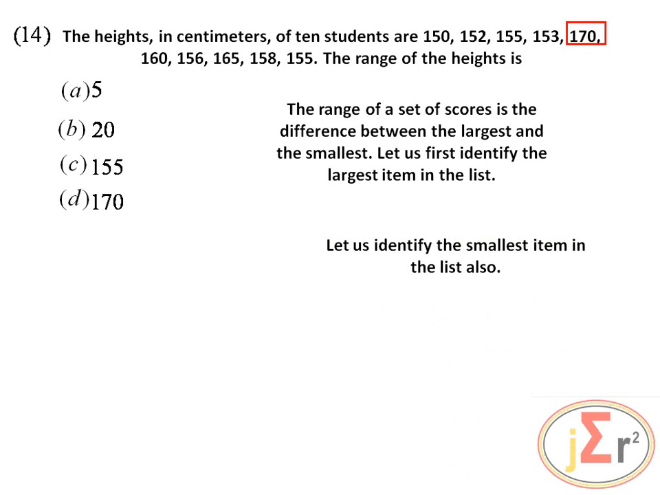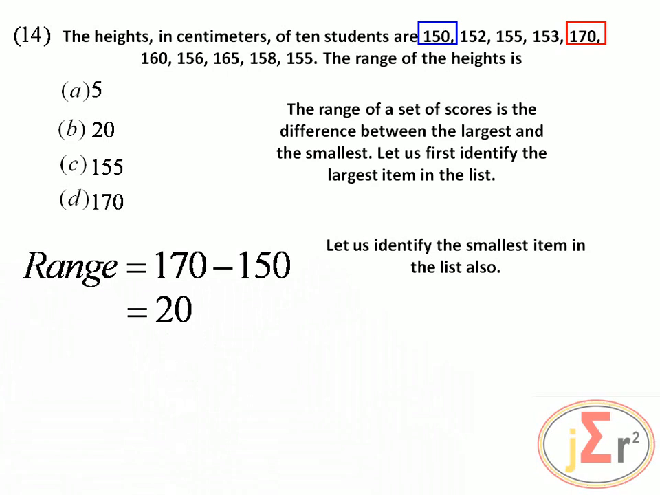Let us identify the smallest item in the list also. 150. So what do we know? The range is equal to 170 minus 150, and that is equal to 20. The correct answer is option B.